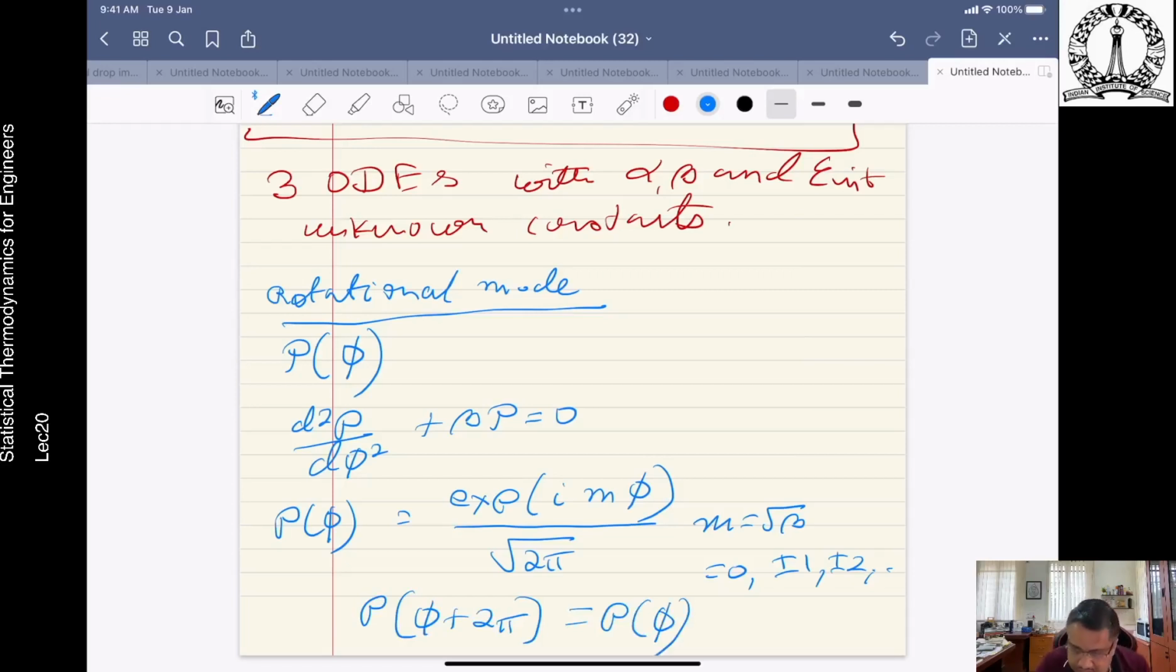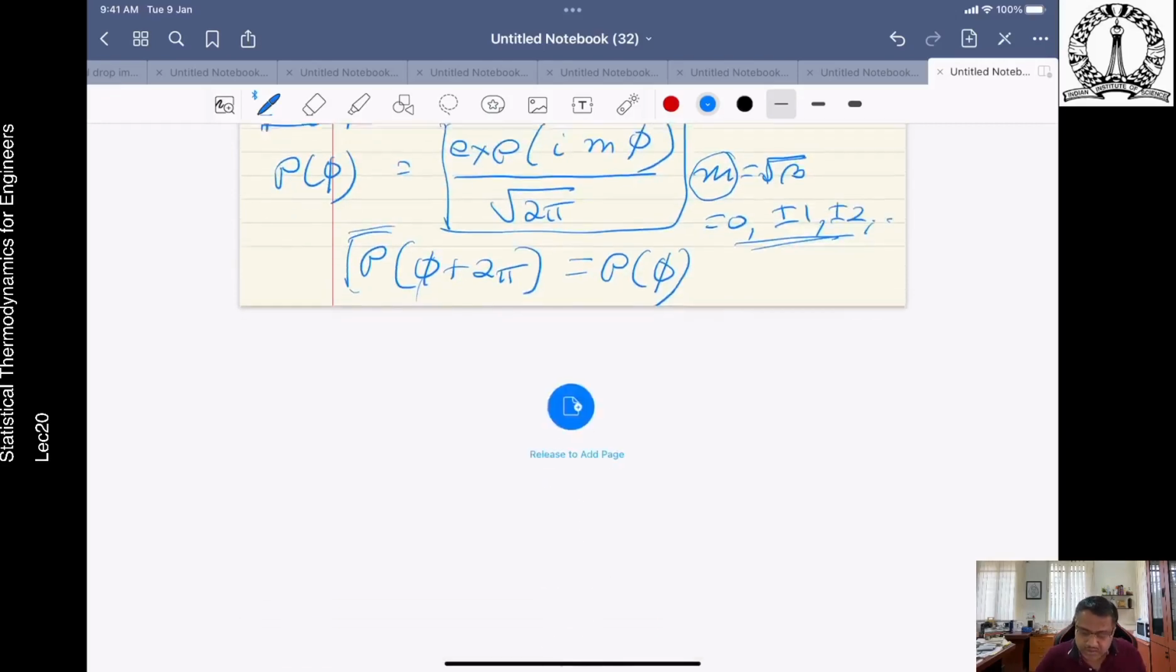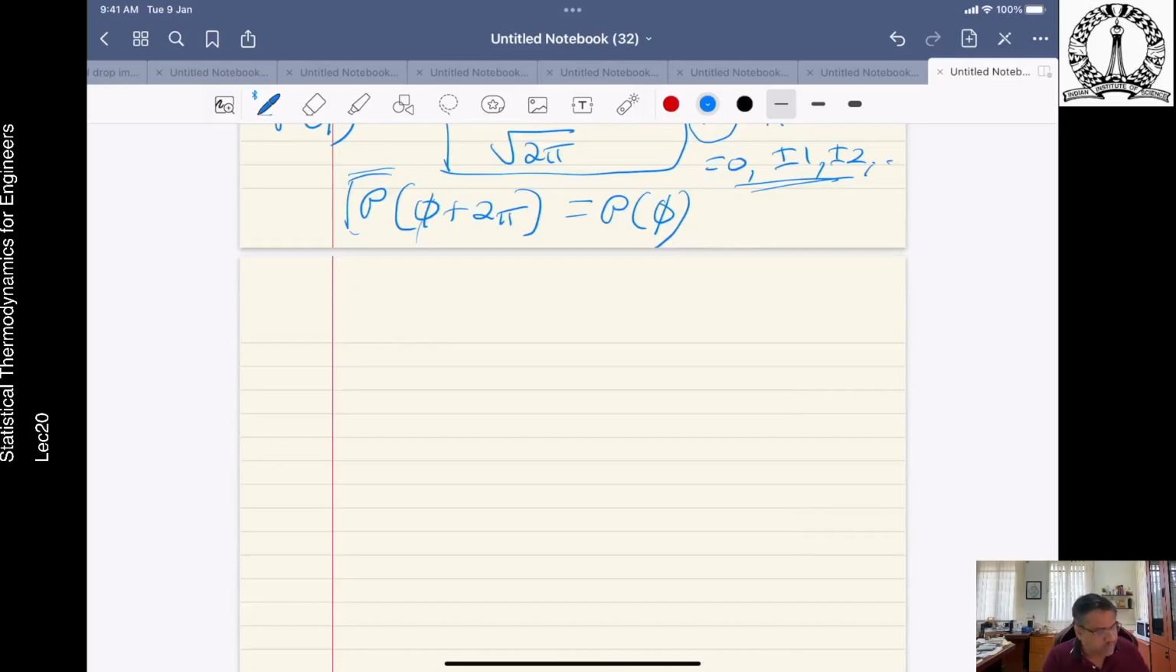right? So let's take a second pause and let's look at it. So this is the rotational mode, which is given by P(phi). Okay, and this is the expression. Okay, and then if we solve this P(phi), it is given in this particular form, where m is nothing but root over beta, and is given by 0, plus minus 1, plus minus 2, and with the argument that P is a periodic function, so phi plus 2 pi is equal to the P(phi) once again, right? Okay.